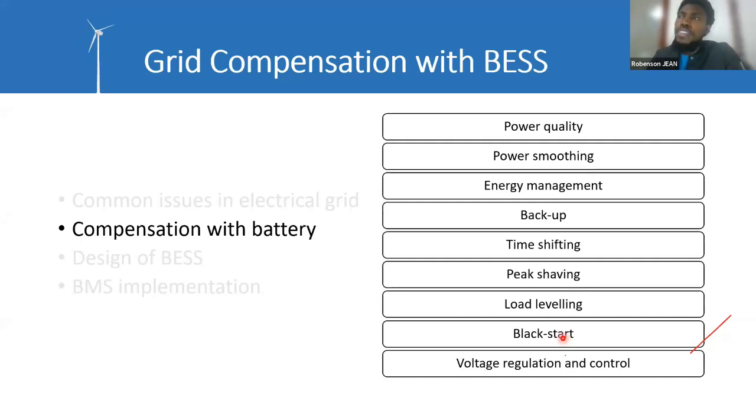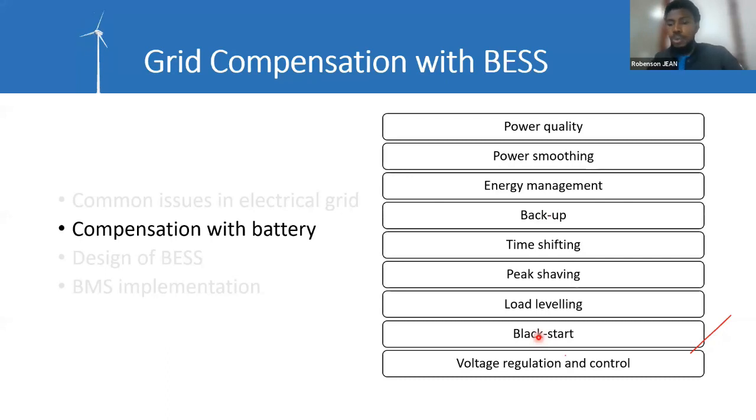Like for instance, sometimes we are dealing with generators that need excitation current in order to start. So this excitation current, we can provide it with the battery energy storage system.